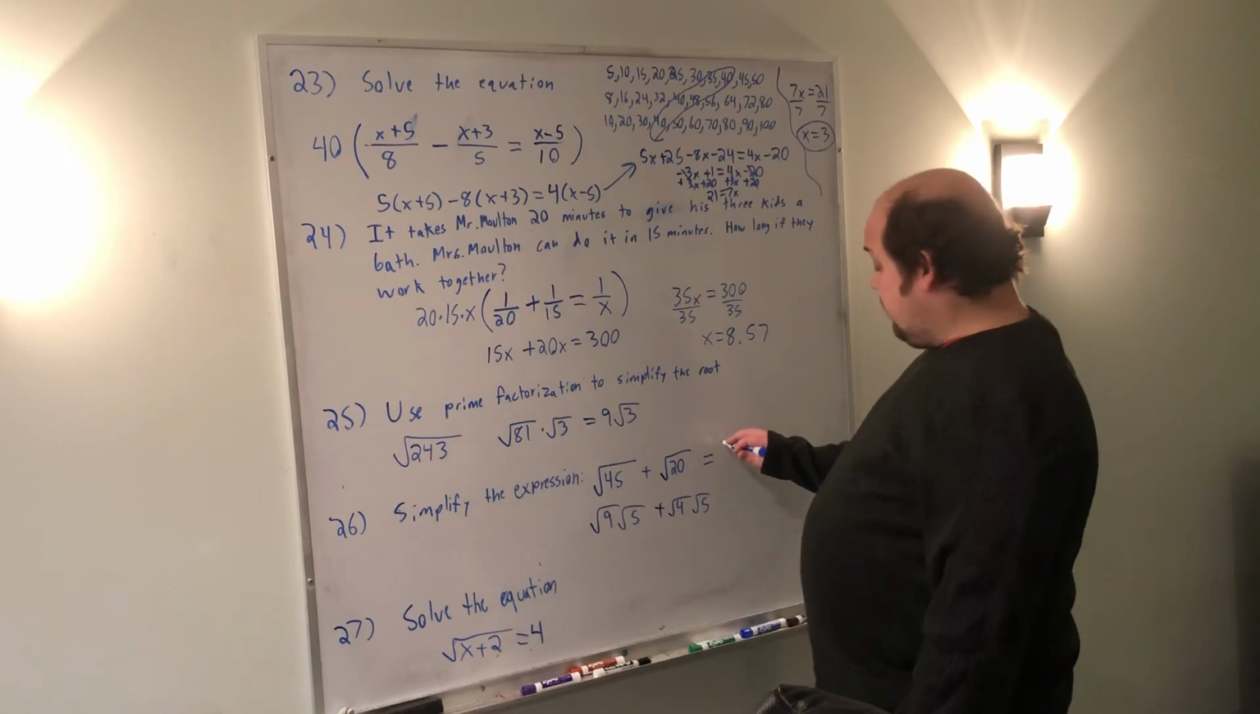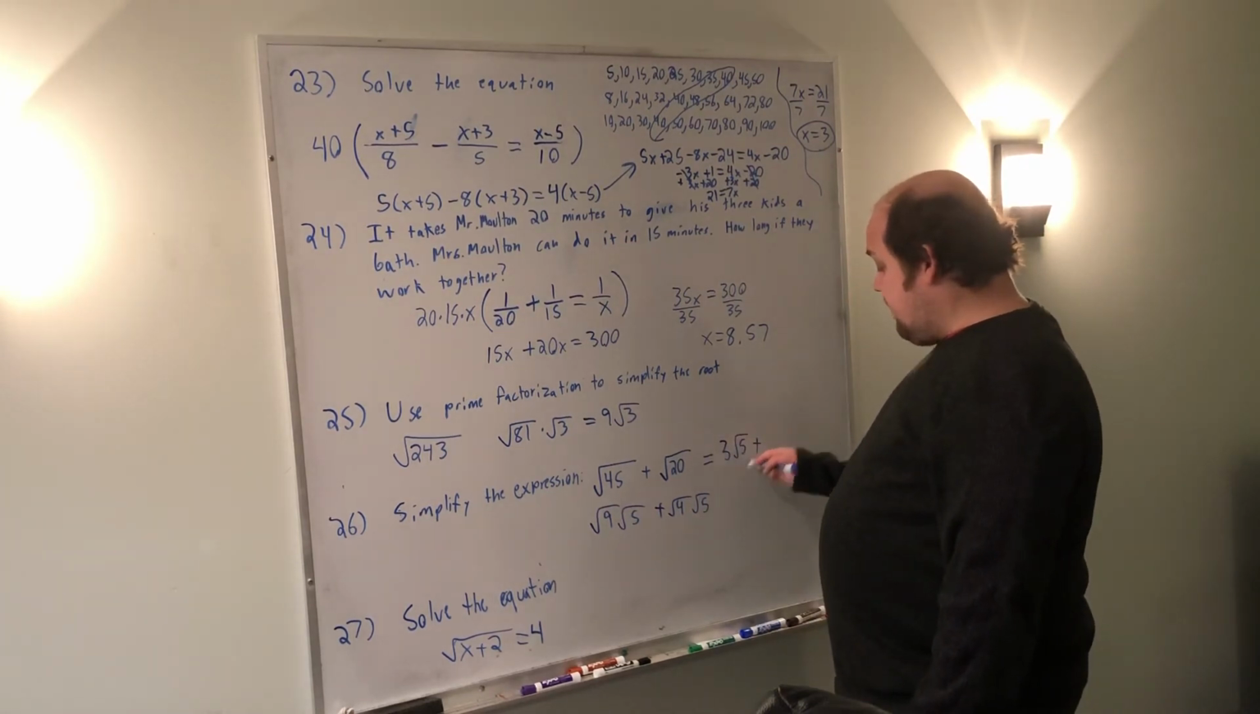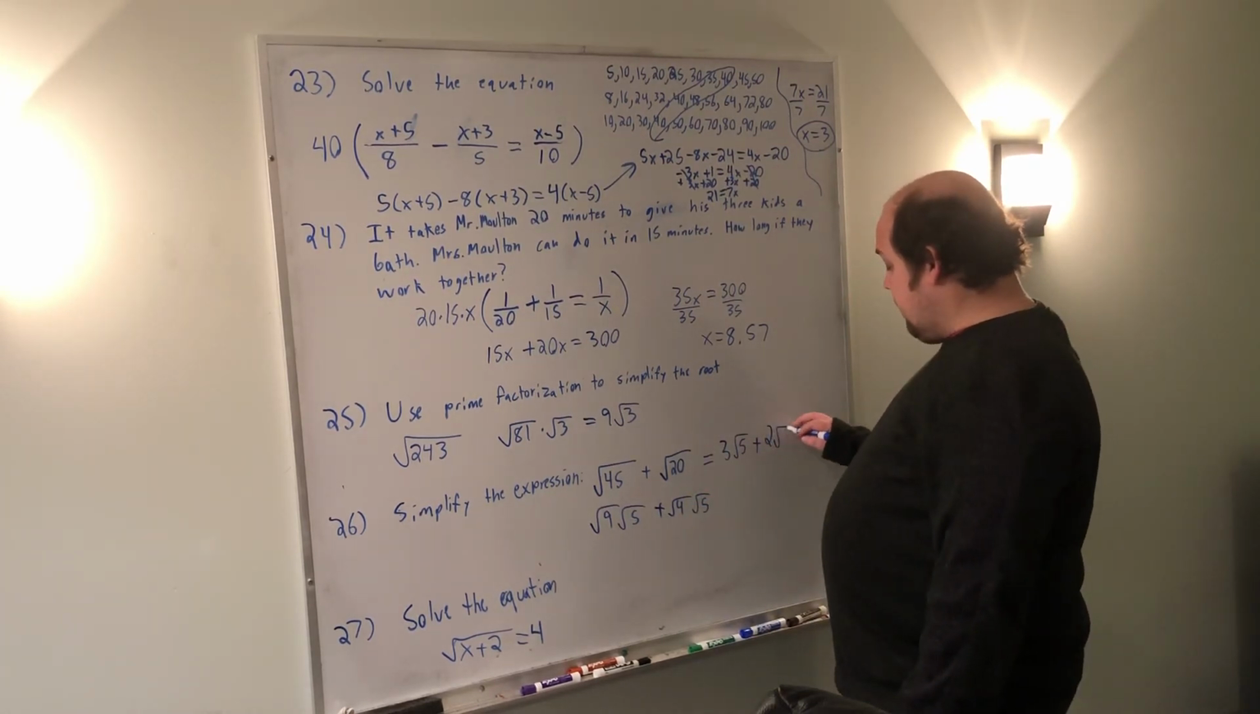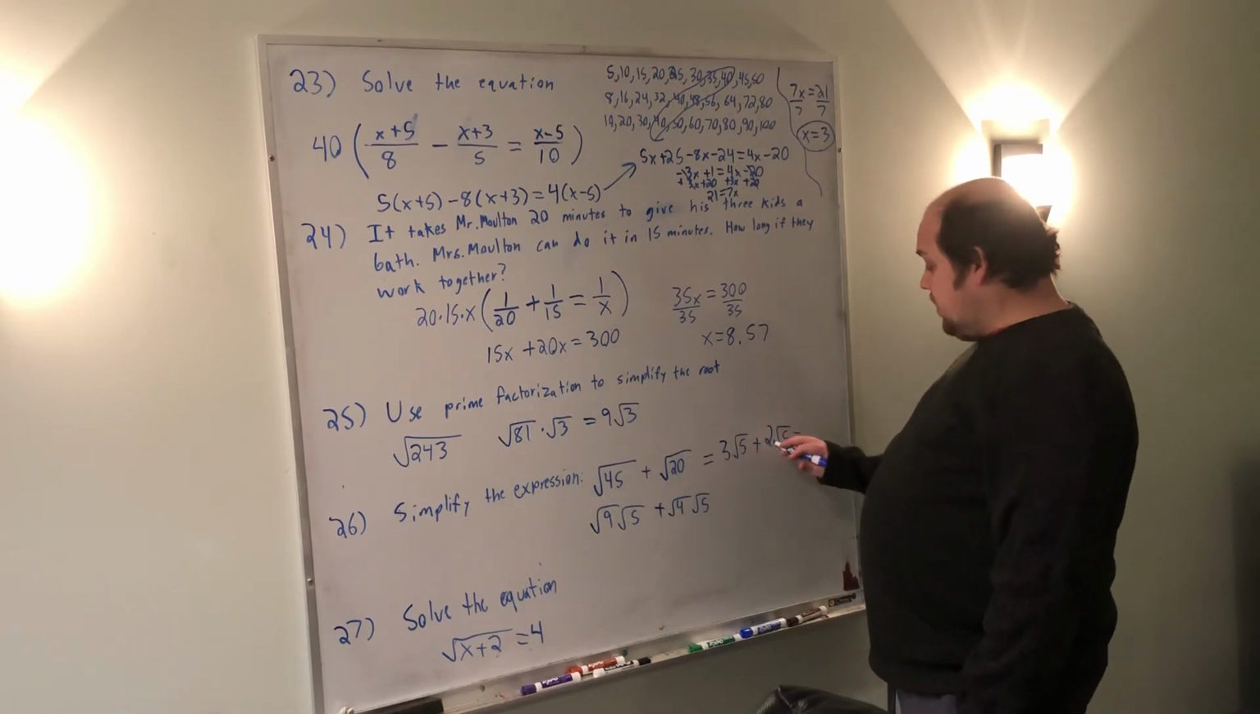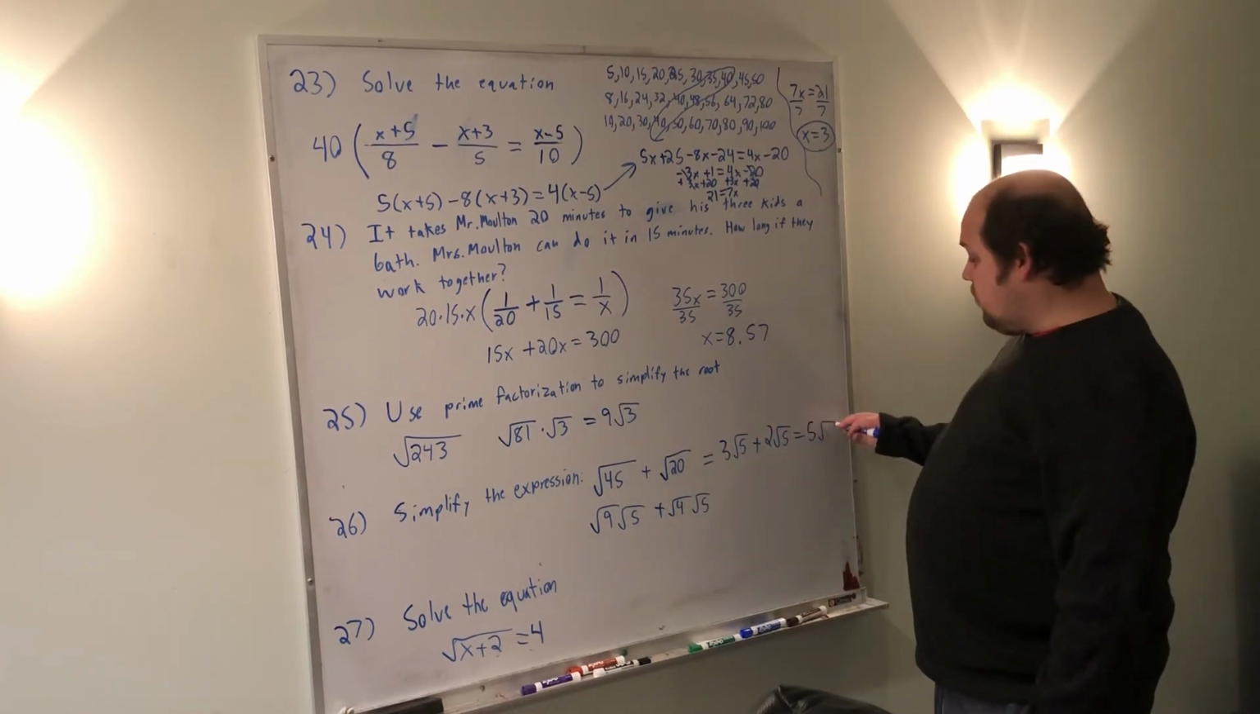Root 9 is really 3, so there I have 3 roots of 5. Root 4 is really 2, so there I have 2 roots of 5. 2 plus 3 gives me 5 total roots of 5.